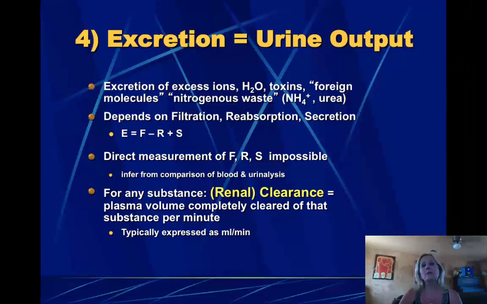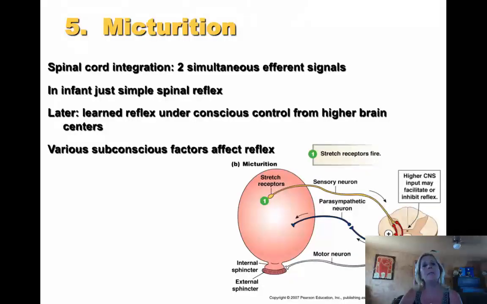Excretion is where we're getting rid of the waste products. That's what this term means. And then micturition is where urination actually occurs. And one of the things I want to talk to you about is that there are stretch receptors in the bladder. And these stretch receptors, when the bladder fills with urine, are activated and send sensory information via the sensory neuron to the lumbar region of the spinal cord.